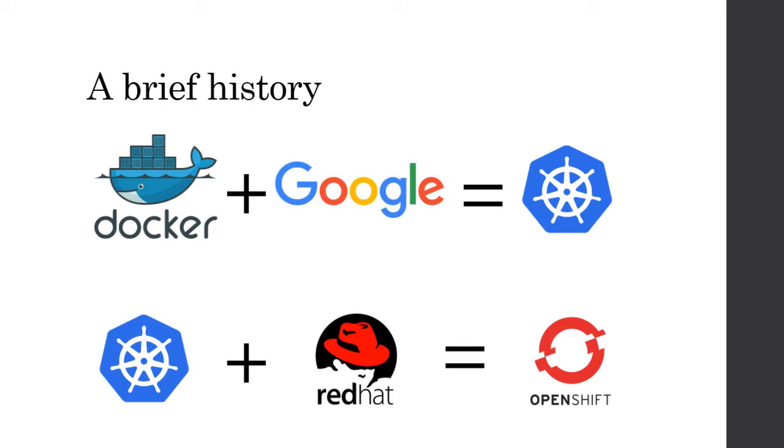Then Red Hat came by and said, okay, Kubernetes is cool, but the UI sucks. So why don't we build some kind of user interface on top? And we work a little bit on the user experience and developer experience. So they basically took Kubernetes and made some proprietary customizations on top.